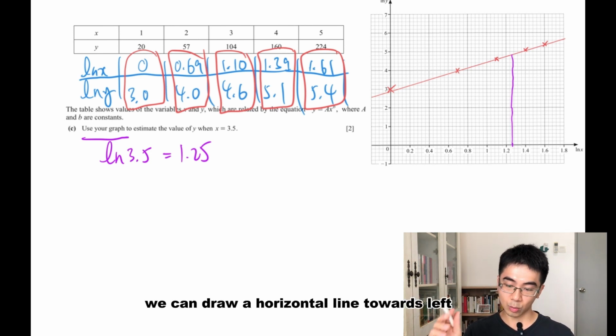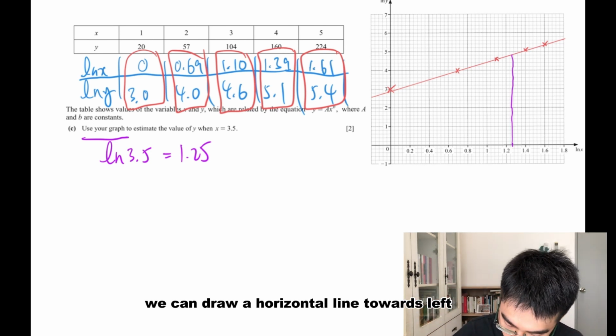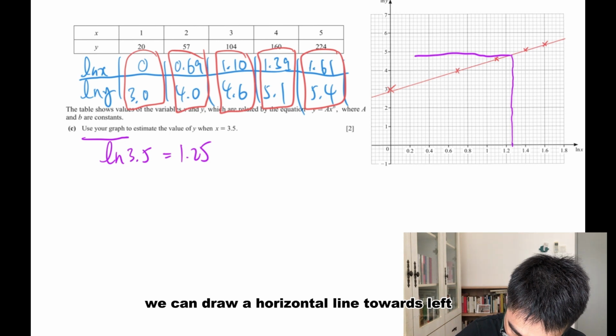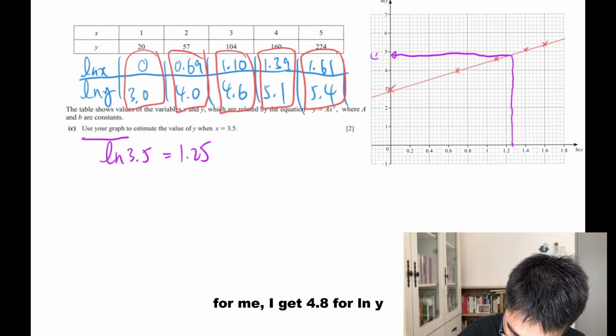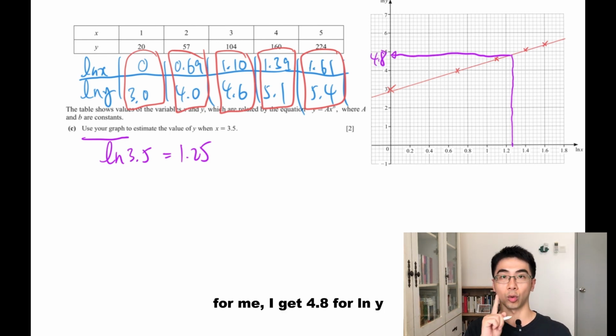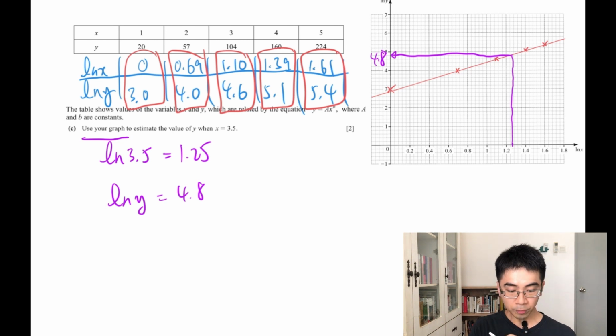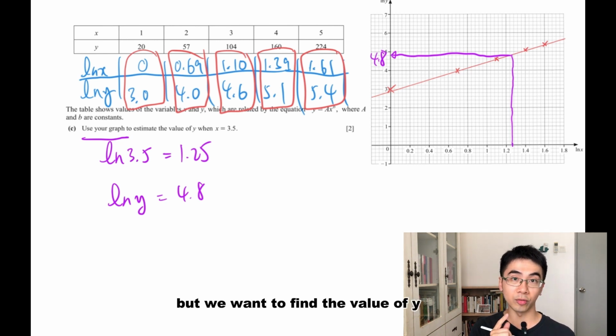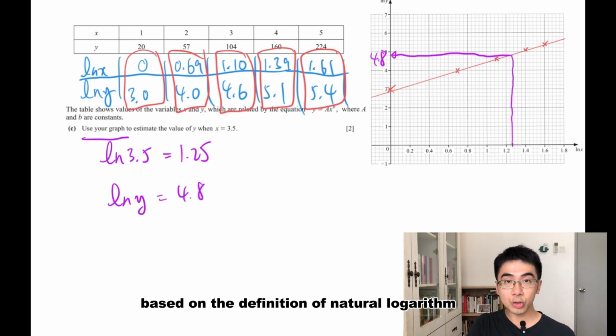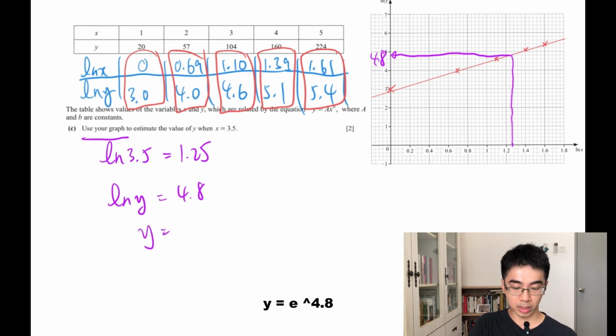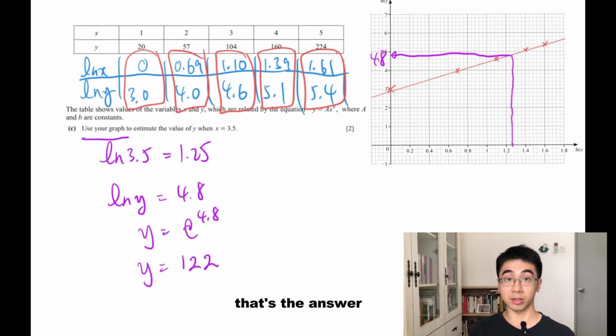Once they meet, we can draw a horizontal line toward the left. So for me, I will get 4.8 for the natural log y. So natural log y must be 4.8. But we want to find the value of y. So based on the definition of natural log, y should be e to the power 4.8. So we got it using our calculator. I will get 122. That's the answer.